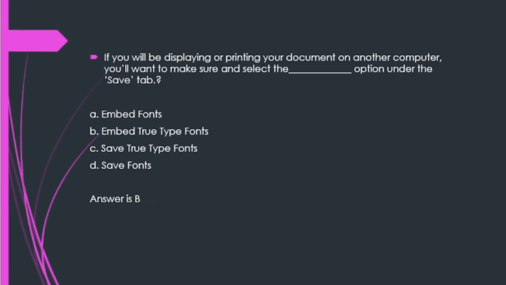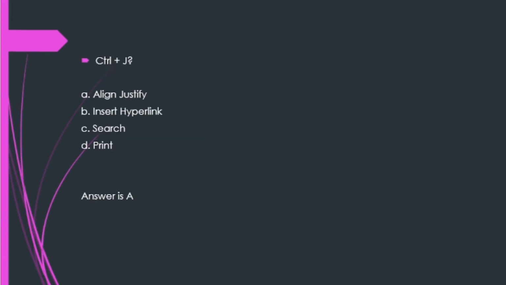If you will display or print your document on another computer, you will want to make sure and select the option under the Save tab. The correct answer is B. Embedded true type fonts. Control plus J. The correct answer is A. Align justify.